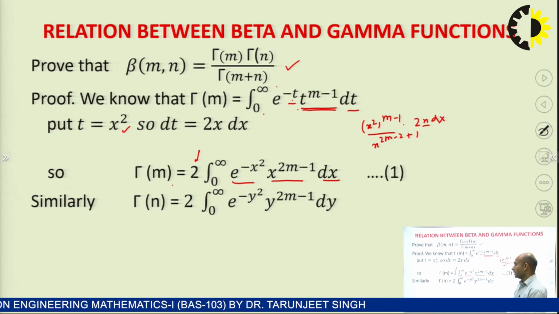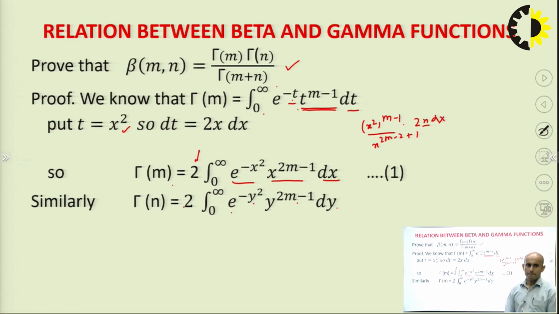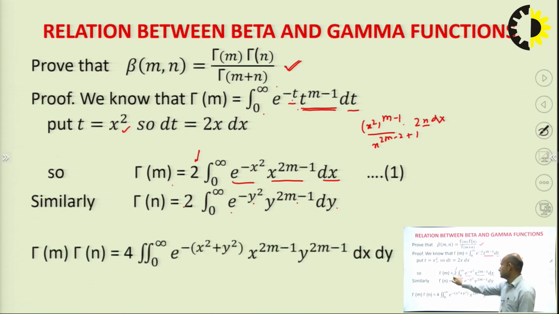And similarly, if we have to find gamma n, then this will be 2 times the integral from 0 to infinity of e raised to minus y square and y raised to 2n minus 1 dy. So these are the values of gamma m and gamma n here. Now we have to prove this formula, which is the relation between beta and gamma functions. So first we have to multiply these equations. After multiplication of gamma m and gamma n, we get the integration. Since we have definite limits, we can multiply here. So this is 4 times, and the limit is 0 to infinity for both x and y. Both limits are the same, 0 to infinity and 0 to infinity.